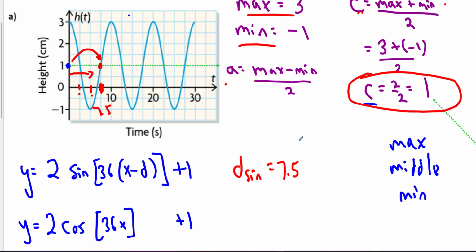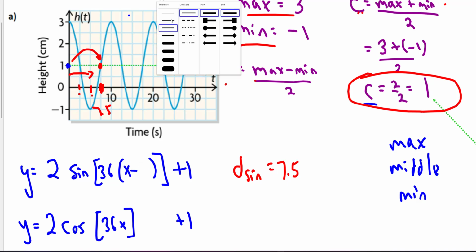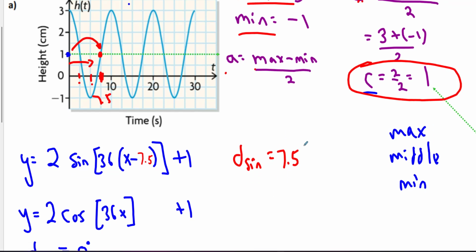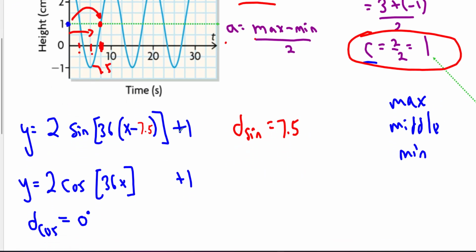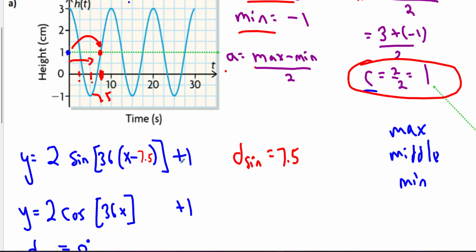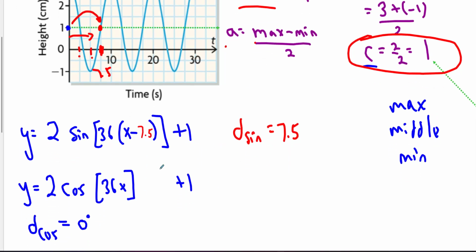So it's 7.5. So my value inside here is going to be minus 7.5. Because that's how the equation is, right? And that's how you solve for an equation when it comes to, given a graph, finding an equation and finding both the cos and sine.